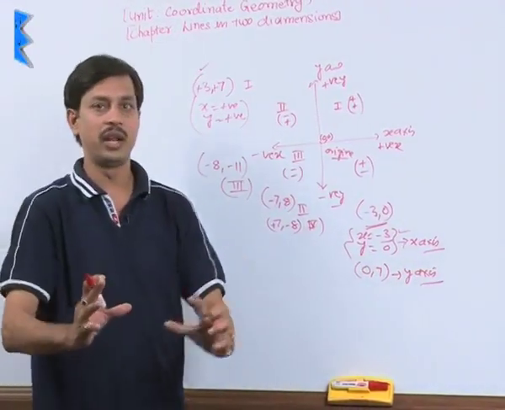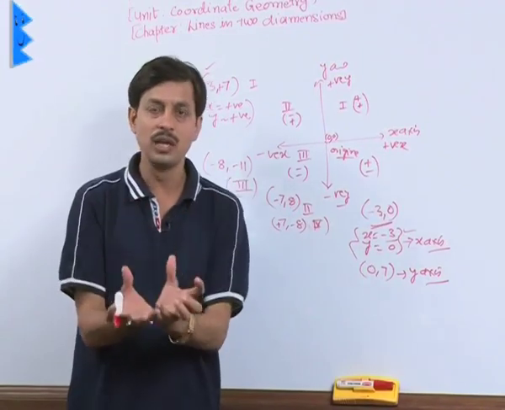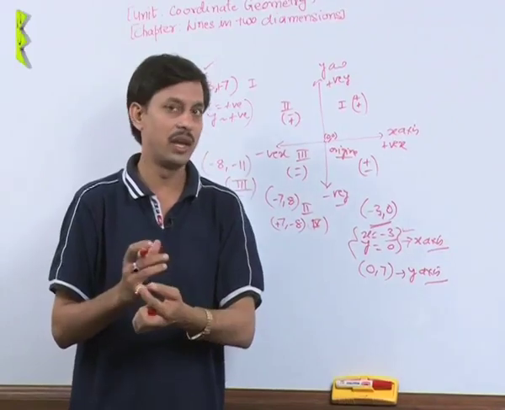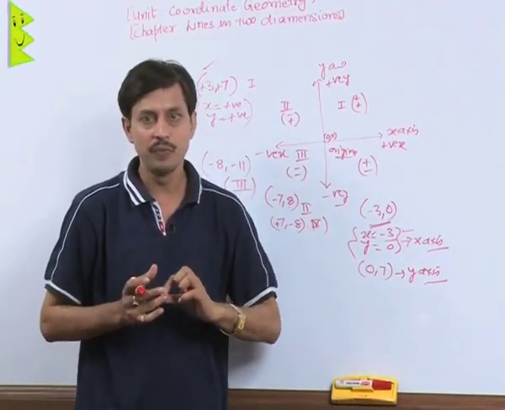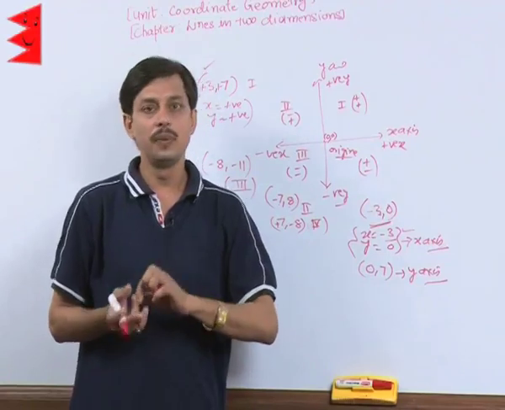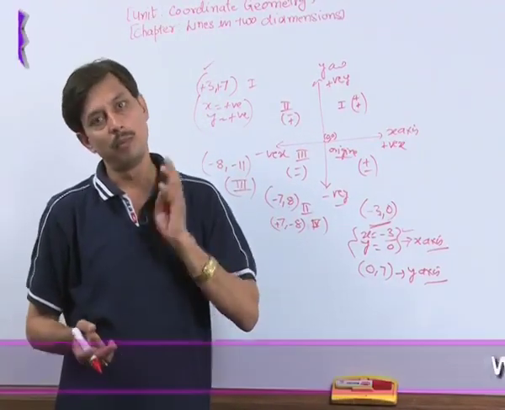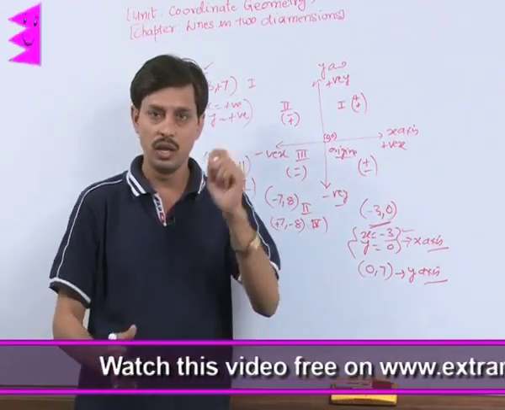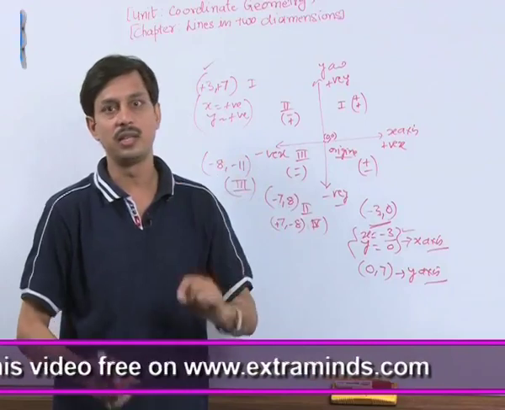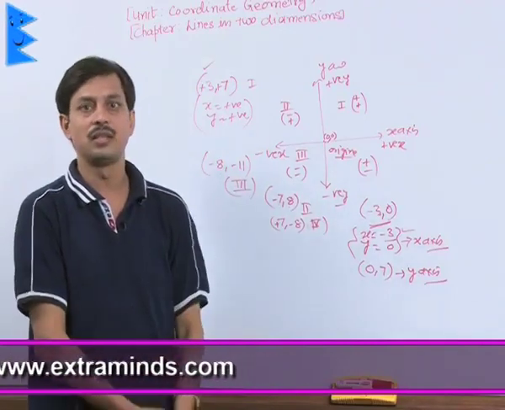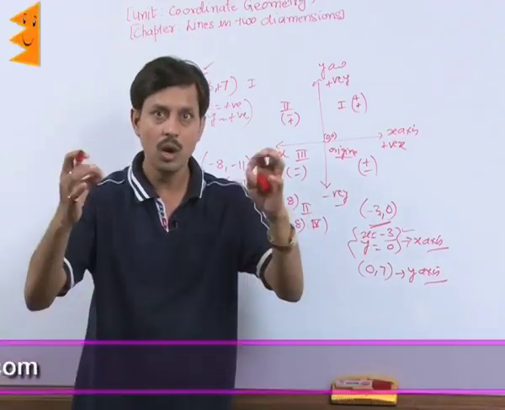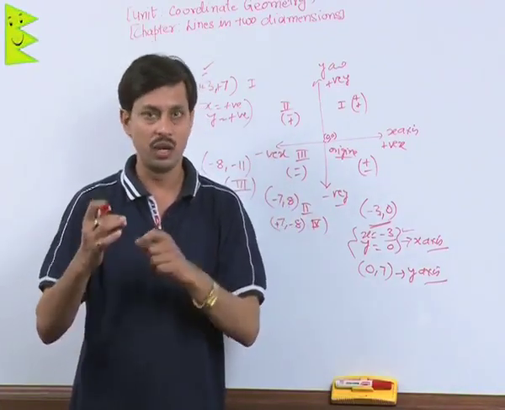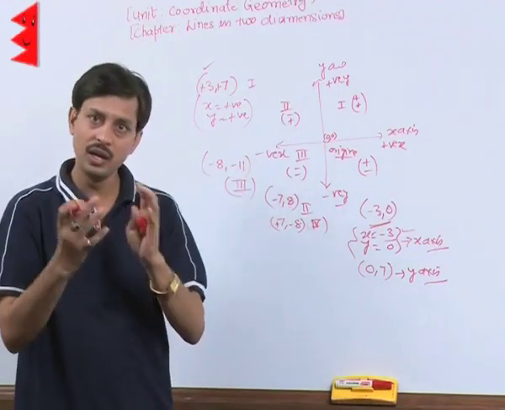So we must understand how many ways a coordinate can lie in this quadrant system. It can be in the first quadrant if both are positive. It can be in the second quadrant if the first is negative and the second positive. Both negative, third quadrant. First positive, second negative, fourth quadrant. If x is 0, it is on the y-axis. If y is 0, it is on the x-axis. If both are 0, it is on the origin. This way we can practice a large number of questions to recognize where a point lies.